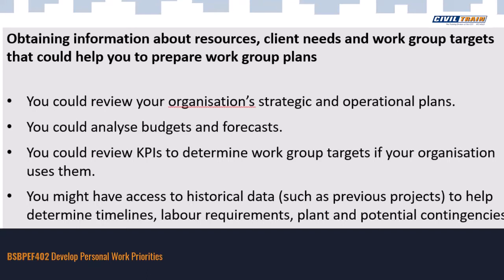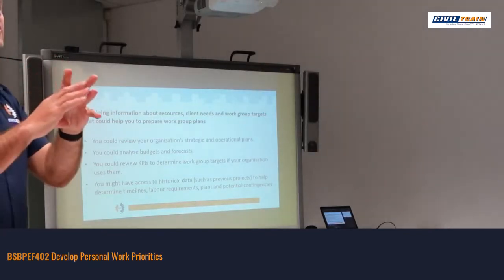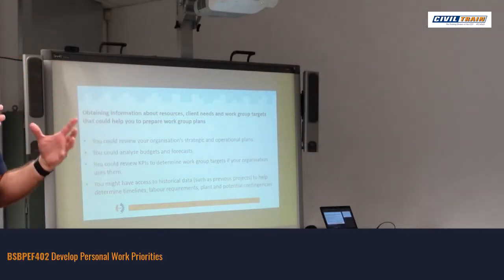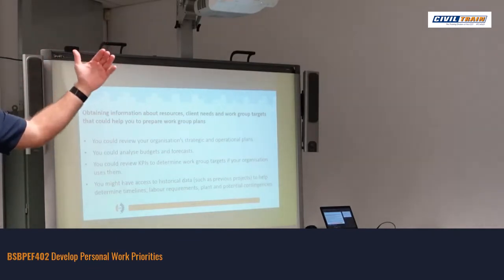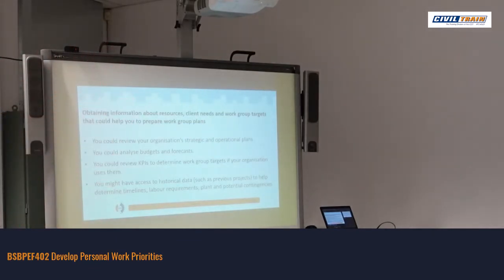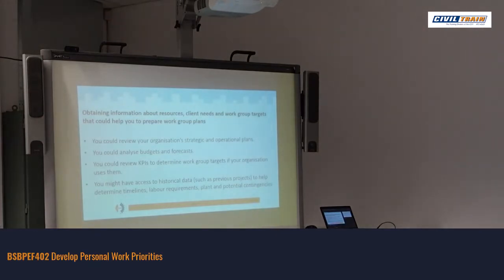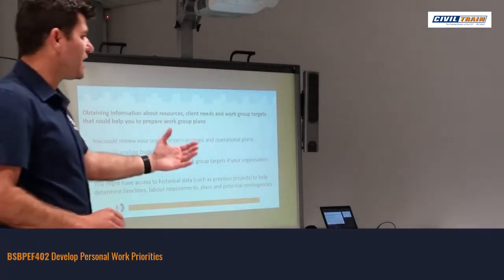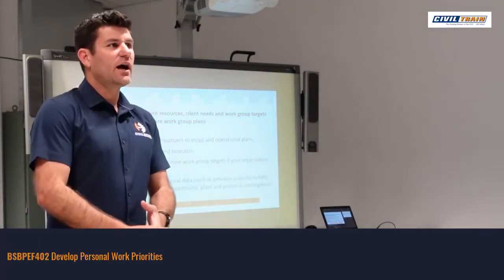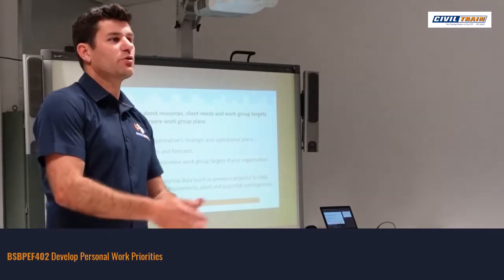So you could review your organisation's strategic and operational plans. I think one of you yesterday looked at that, which is more of an overview, a simplified initial plan on your long-term strategic goals. You could analyse budgets and forecasts. You could review KPIs, and you might also have historical data. I think most of the time when we look at forecasting and preparing a work schedule, most organisations look at that historical data.